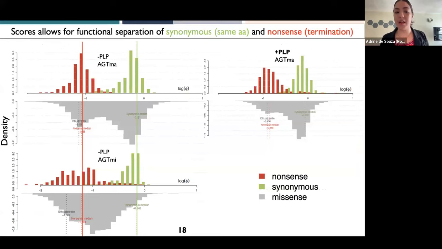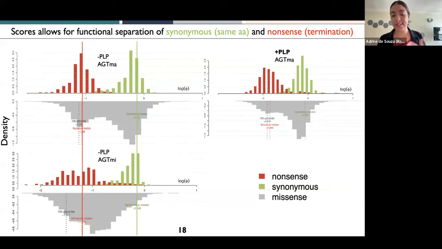But then going to more of the data analysis of these maps, I'm first showing you the separation between the synonymous variants, which are the ones that have the same amino acid, and the nonsense variants, which are the terminations, so they are in red. And you can see that in both major allele maps, with and without the presence of the cofactor, we see good separation between the synonymous and the nonsense. And actually, you can see the missense that I tested in gray here in the bottom part for all 3 plots. And the separation of the minor allele is not very good.